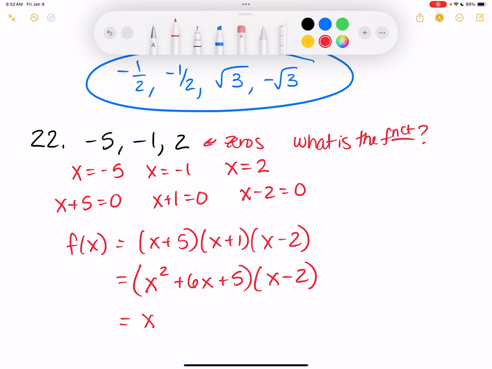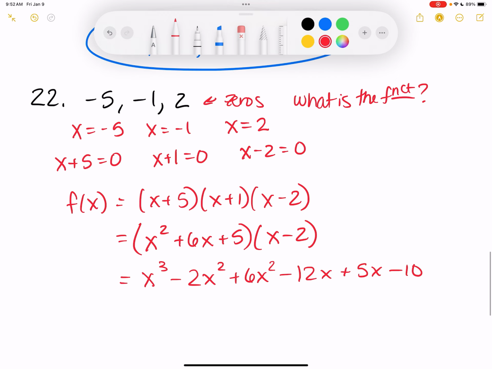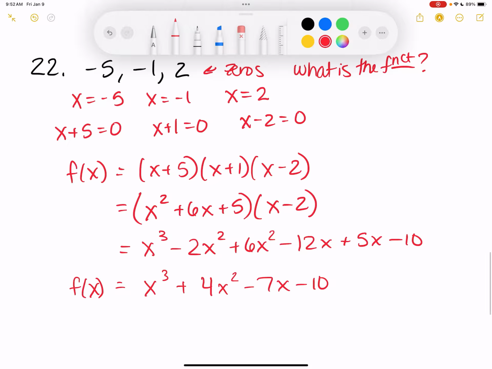So I've got x cubed minus 2x squared plus 6x squared minus 12x plus 5x minus 10, and then combine like terms. So x cubed plus 4x squared minus 7x minus 10. It's plus 4x squared. Oh, yes, that's what I meant. All right, so f of x is there.